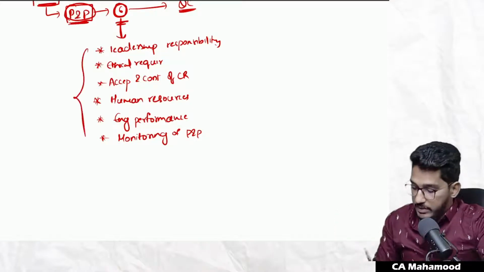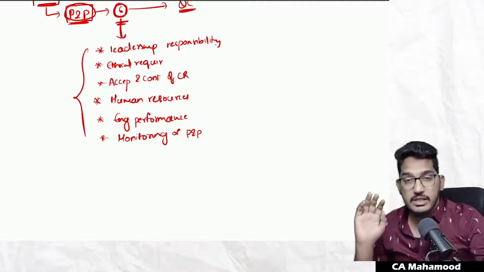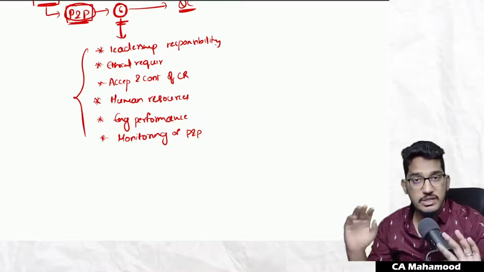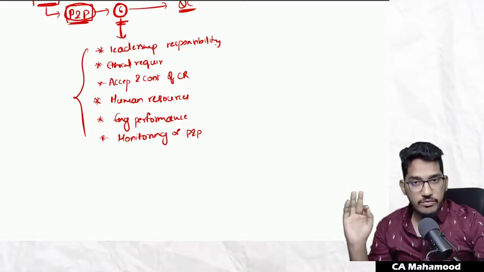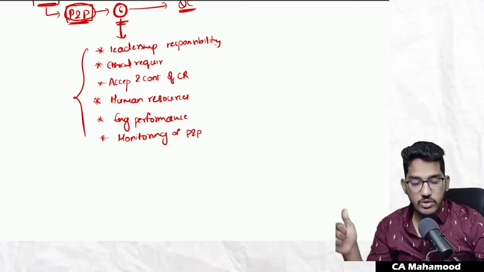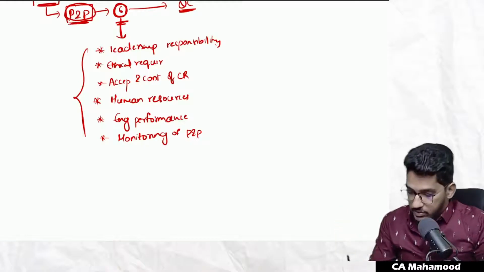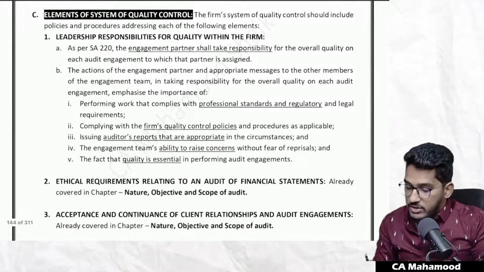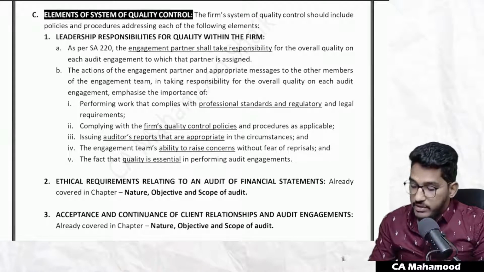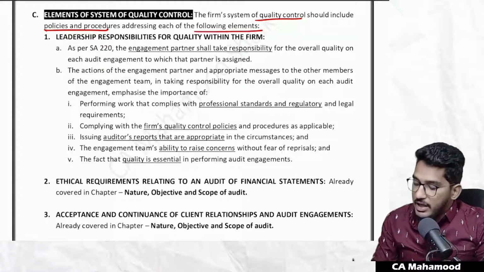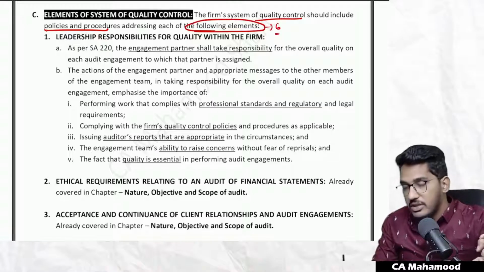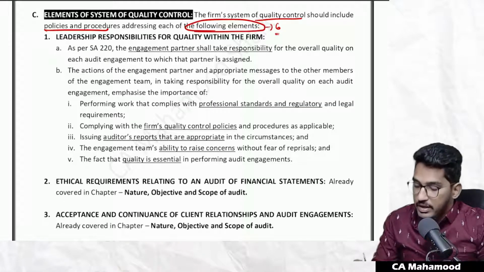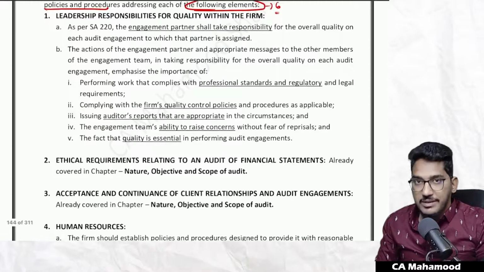So very important question. They might ask you a question in the examination. What are the different areas in which an auditor is required to follow policies and procedures as per SA 220? So the 6 areas in which the auditor is required to follow the policies and procedures for quality control are: number 1, leadership responsibility. So even if I show it to you in the standard, elements of systems of quality control, the standard says the firm's system of quality control should include policies and procedures addressing each of the following elements. That means there are 6 elements or 6 areas of the audit in which the auditor should follow some policies and procedures.